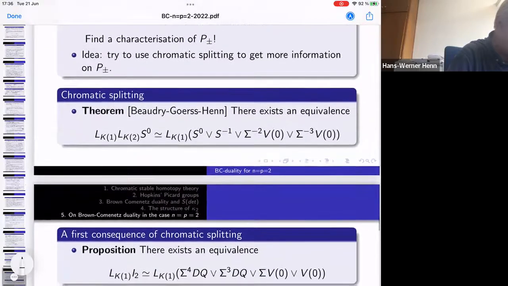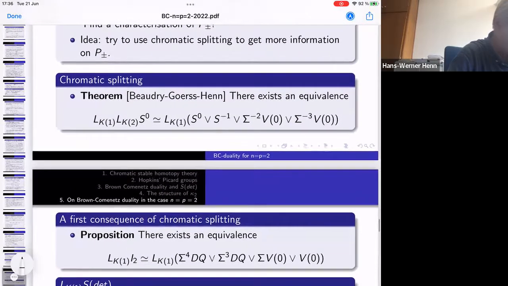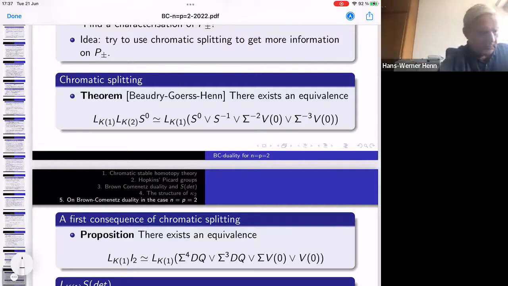There's a consequence of this theorem, which is comparatively easy. We can use that to get information about L_K1 of I2. And in fact, there's an equivalence: L_K1 of I2 is L_K1 of another finite complex. And now this dual question mark complex shows up. We have the 4-fold suspension, the 3-fold suspension of the dual question mark complex, the suspension of V, S0.